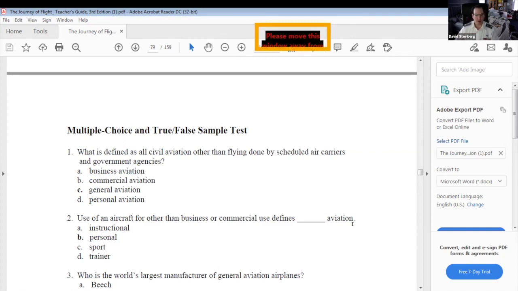Is that correct, Trevor? The ones that we have? The 182 turbo is glass cockpit, G1000. And I think the Cessna 206 is also glass as well.